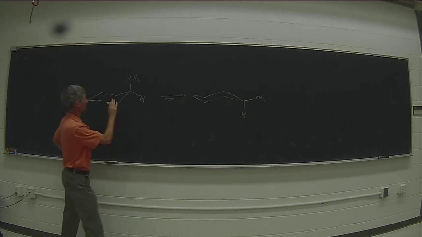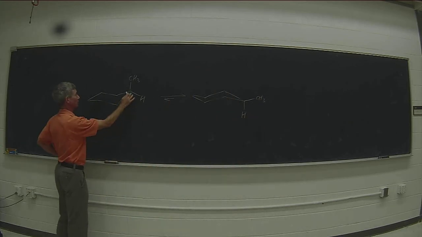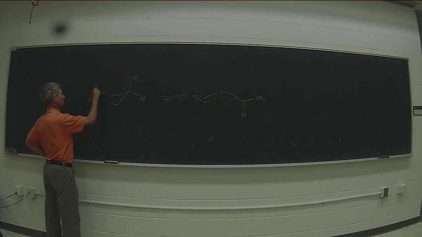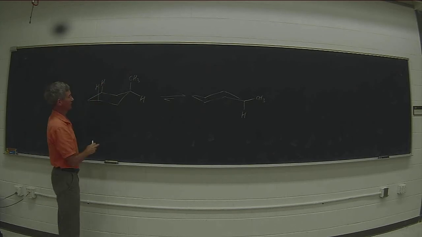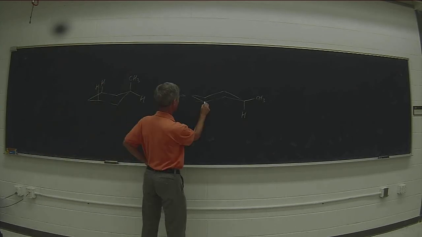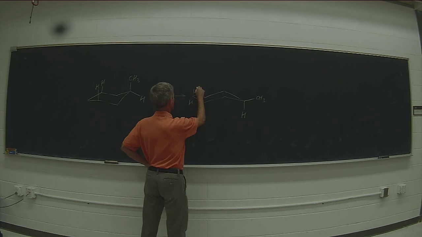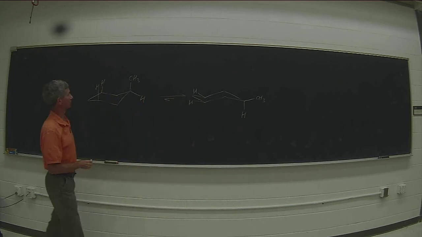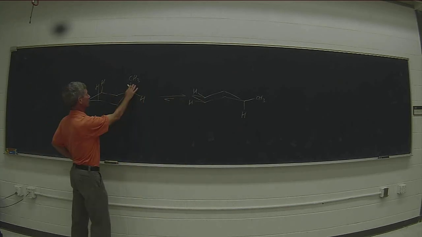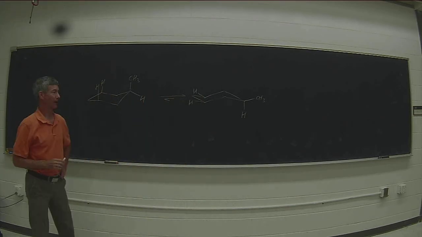Because of the 1,3-diaxial interactions between the methyl group on carbon 1 and two axial hydrogens on carbon 3 and carbon 5, which would become equatorial hydrogens on the equatorial substituent. Since we're focused on the methyl substituent, I'm not going to draw all of the hydrogens in here.